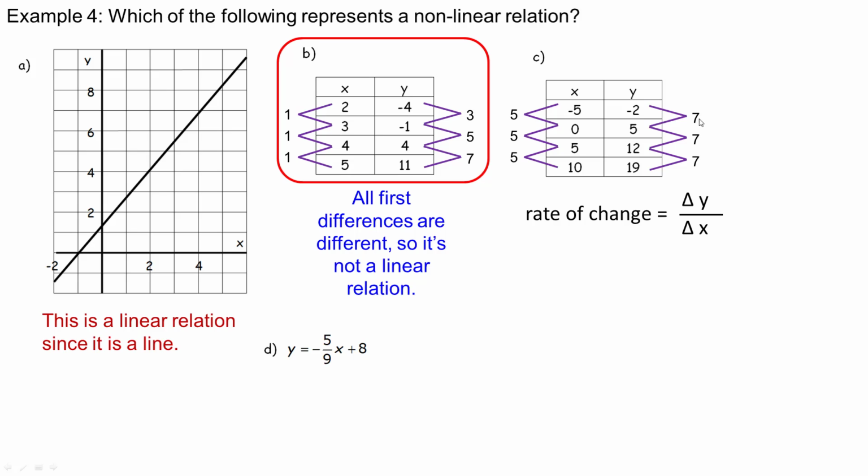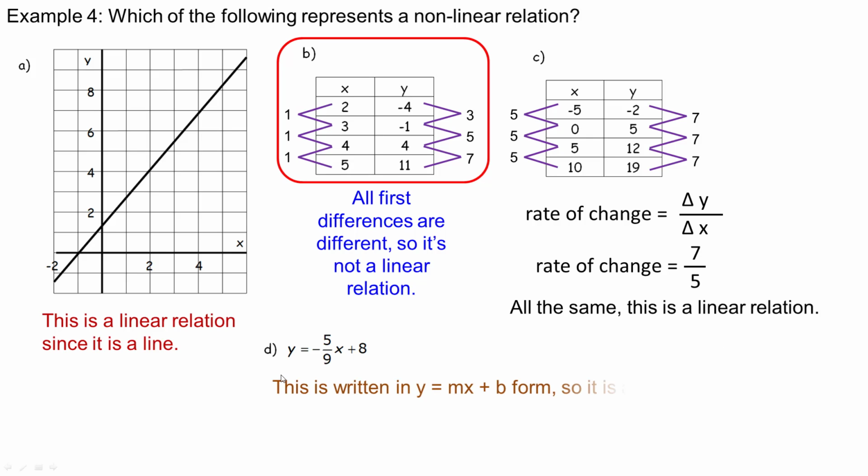And so the rate of change is this 7 over this 5. Because the rate of change is the same here, 7 over 5, 7 over 5, they're all the same, this would be a linear relationship. Now this is written in y equals mx plus b form, so this would have to be a linear relationship.